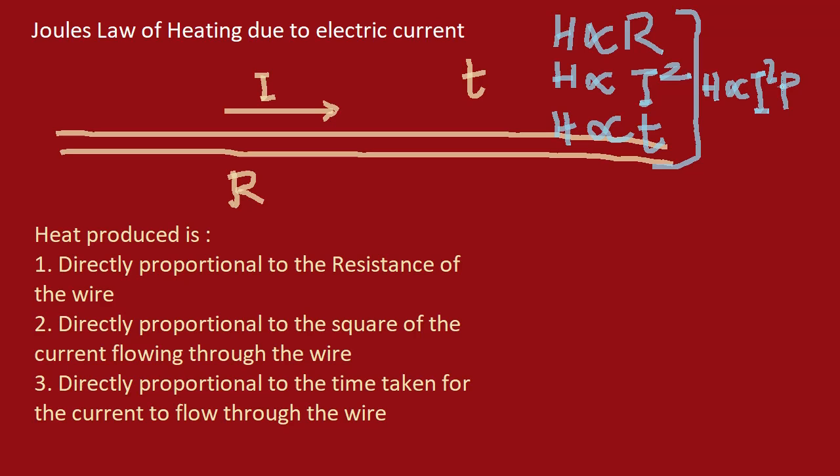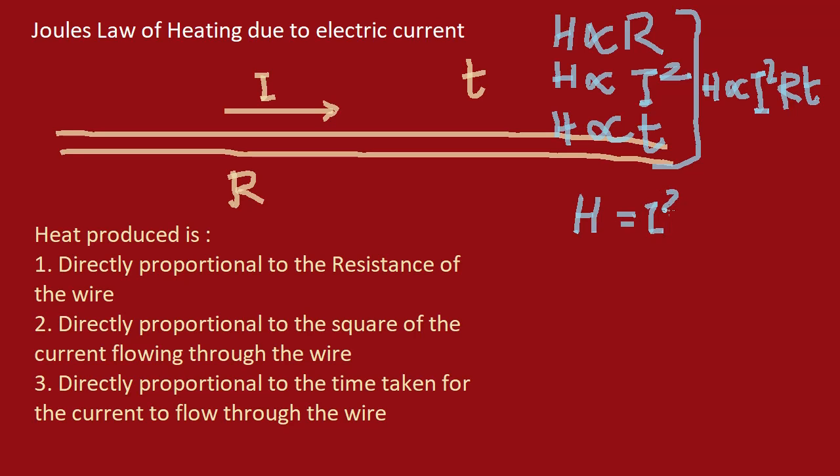R t. Now this expression has this proportionality, and to convert this proportionality into an equality, we multiply the right hand side with a constant, and experimentally we can determine that this constant has been found to be 1 in SI units. So finally we have the result H is equal to I squared R t.